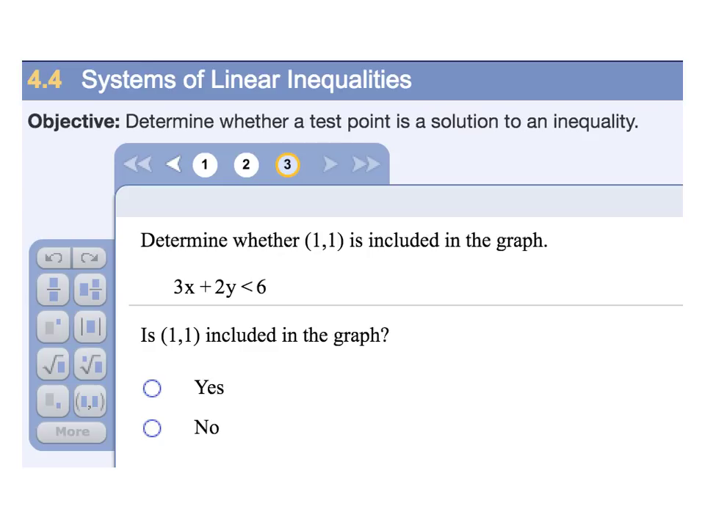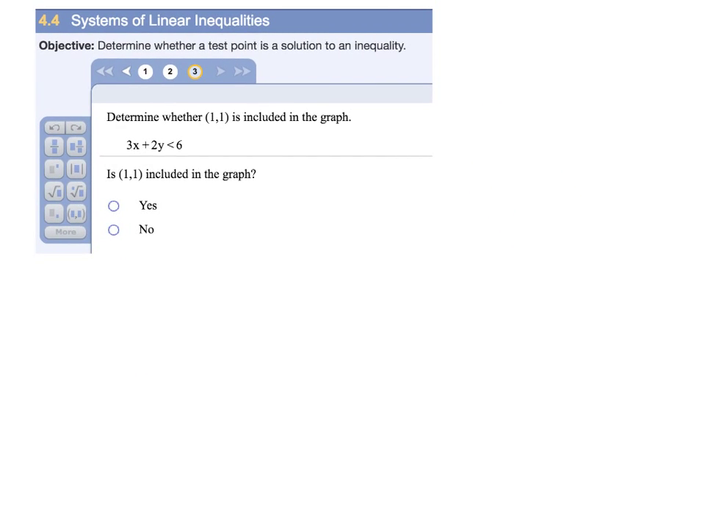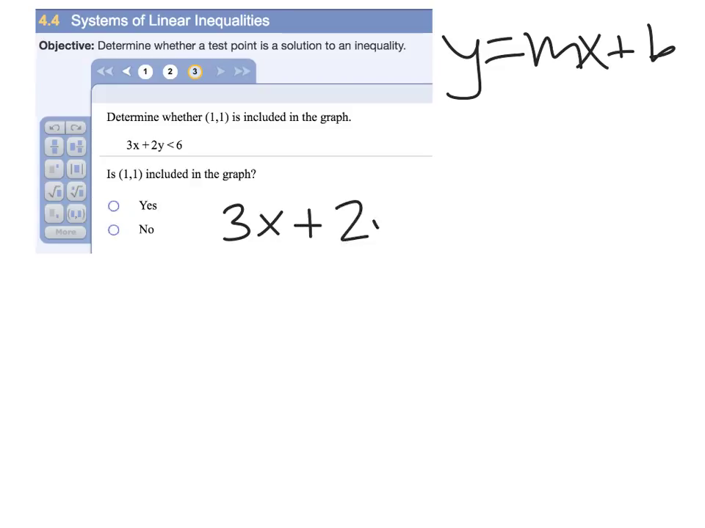This one, we're going to do without making the graph, because if I can avoid it, I don't want to graph it. I don't want to convert it into y equals mx plus b and graph it and all that sort of junk. So we're just going to take that inequality, 3x plus 2y is less than 6, and we're going to take that point 1, 1, where that is your x and that is your y.